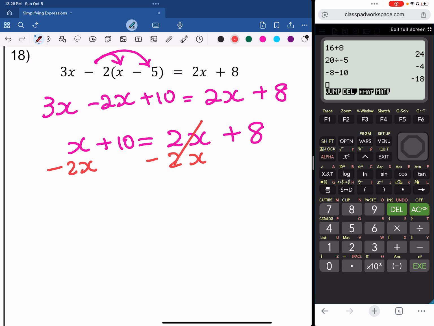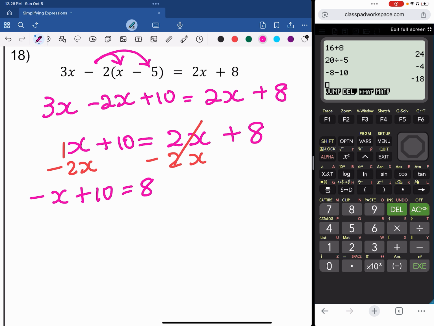This will cancel out, and we have x minus 2x, or 1x minus 2x. Well, 1 minus 2 is just -1. So I have -1x, or -x, plus 10 is equal to 8.